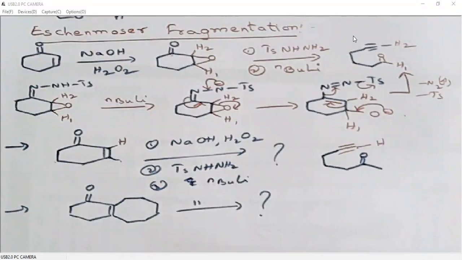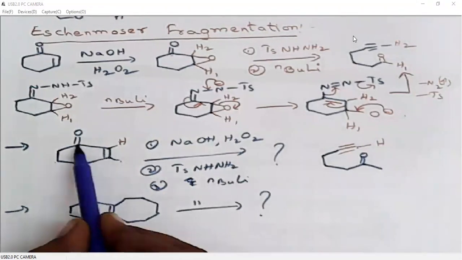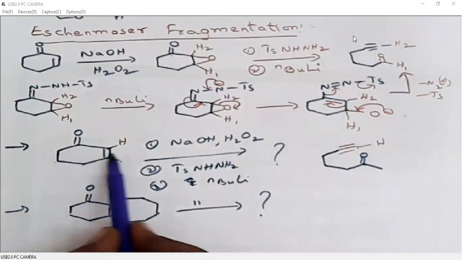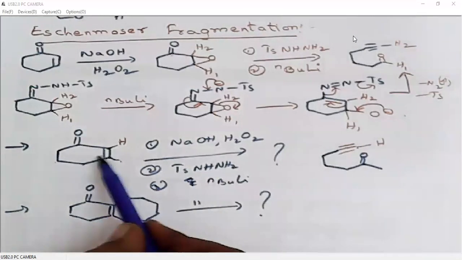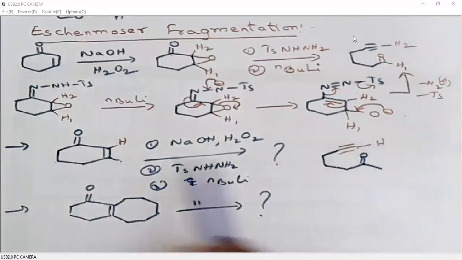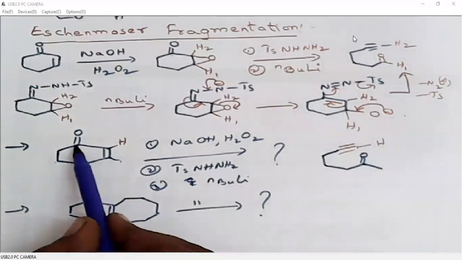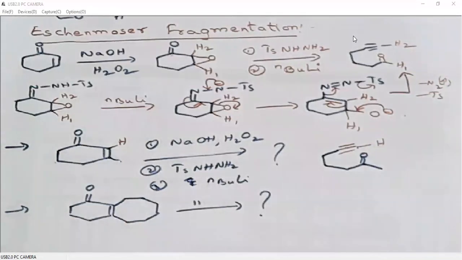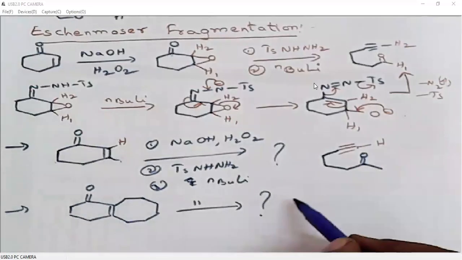So this is how we can simply predict the products. So we will be generating a triple bond here, and we are breaking this double bond. So this double bond is converted to a carbonyl, and this bond between the carbonyl carbon and the alkene is now converted to a triple bond. Similarly, here also we can easily predict the products. What we need to do, we will break this bond, and this carbonyl and alkene will be converted to a triple bond.